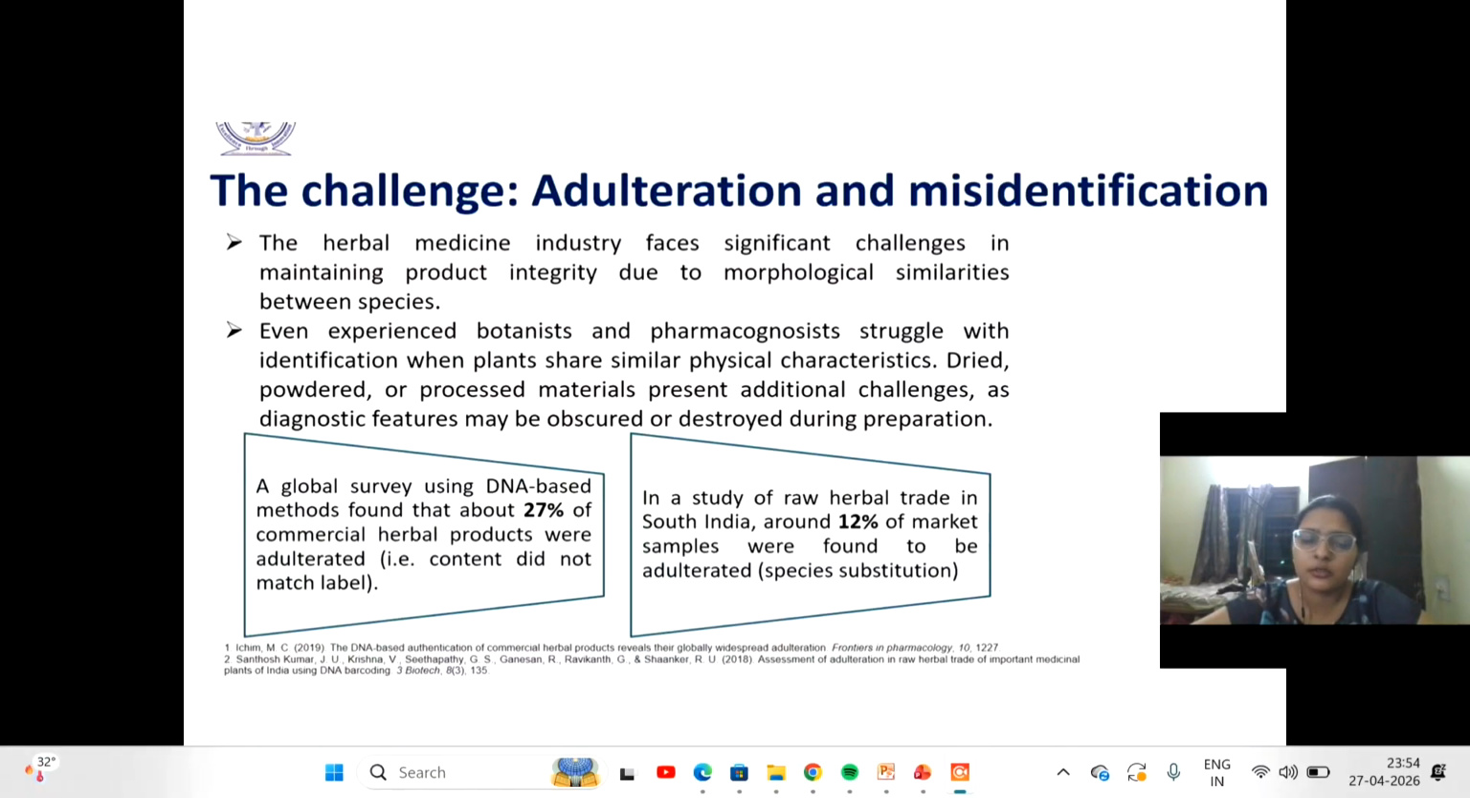A global survey using DNA-based methods found that about 27% of commercial herbal products were adulterated; the content did not match the label. In a study of the raw herbal trade in South India, around 12% of market samples were found to be adulterated.